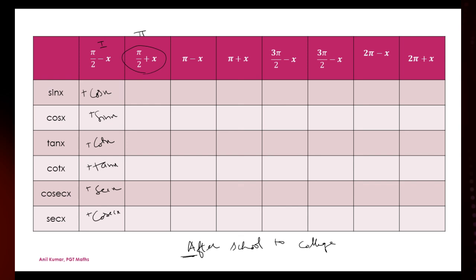We are in the quadrant number 2. In the second quadrant, sine and cosecant will be positive. Sine will be positive and cosecant will be positive. And the remaining 4 t ratios will be negative. As we can see that pi by 2 is there, so apply cofactor. Sine will become cos x and cos will become sin x. Then tan will become cot x and cot into tan x, cosecant into secant x and secant into cosecant x.